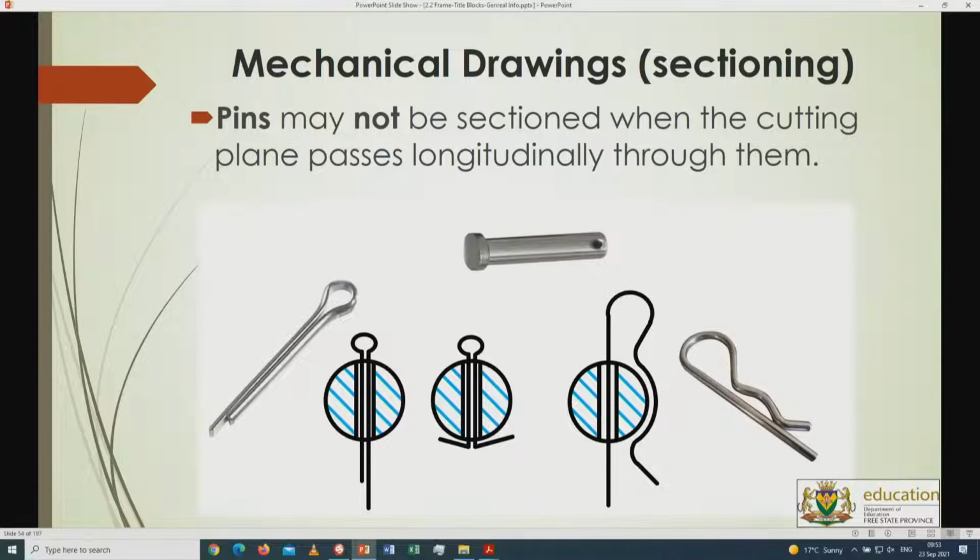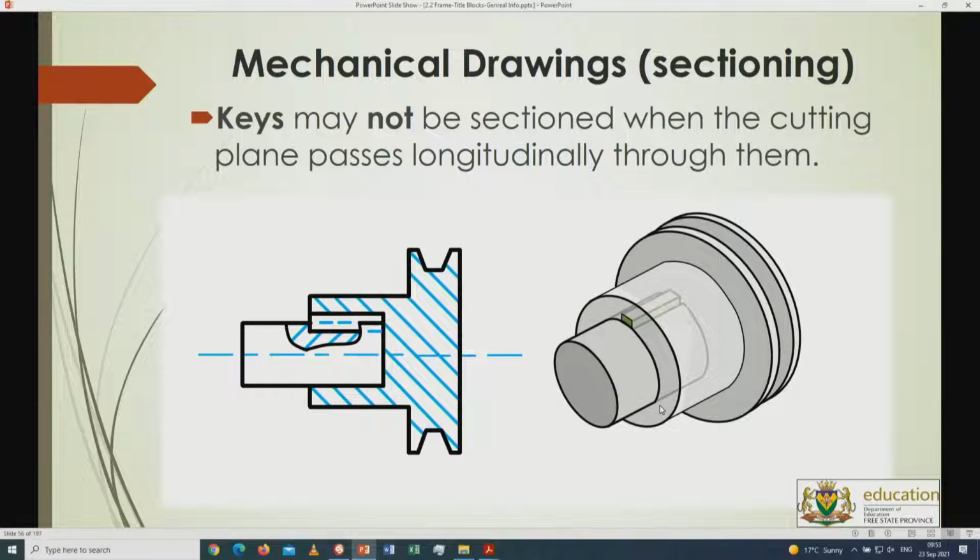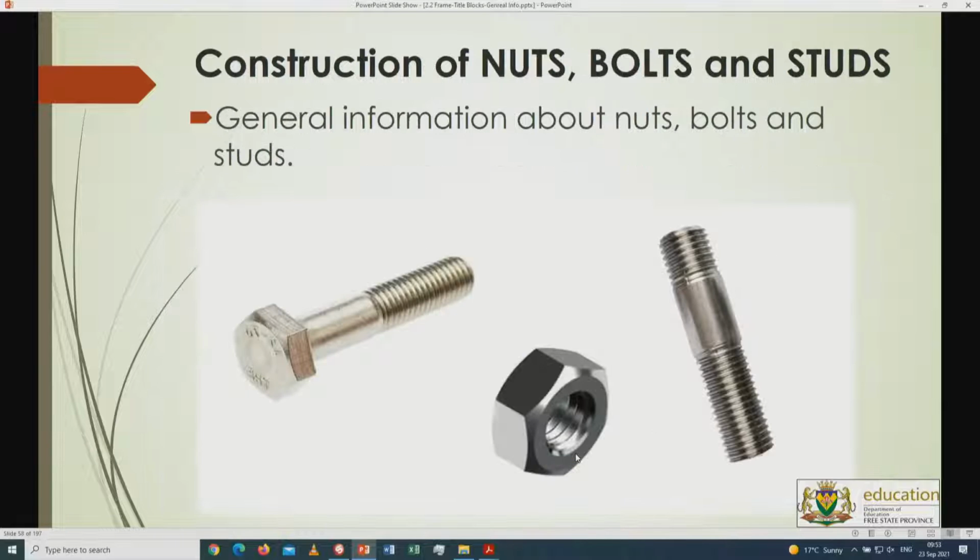And then also pins. These are pins that you can see. No hatching according to that. No hatching to keys in terms of that. So therefore, no hatching at all.